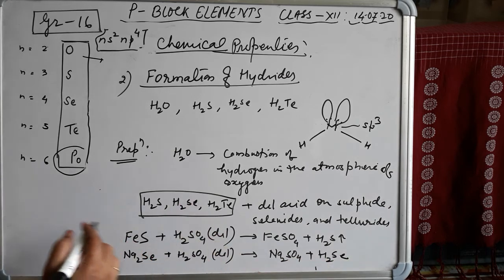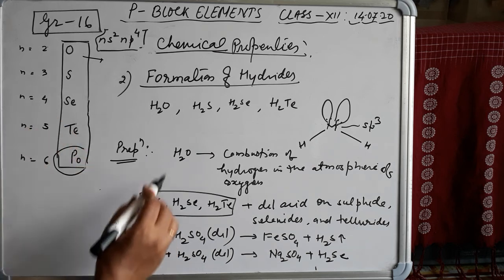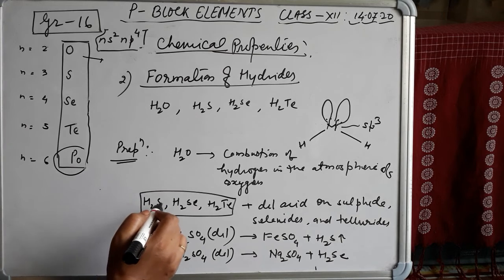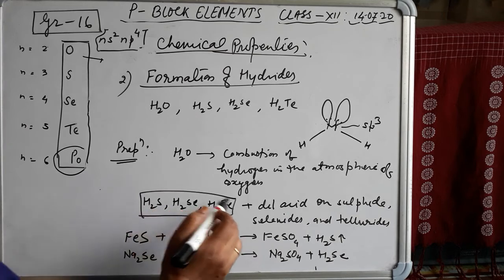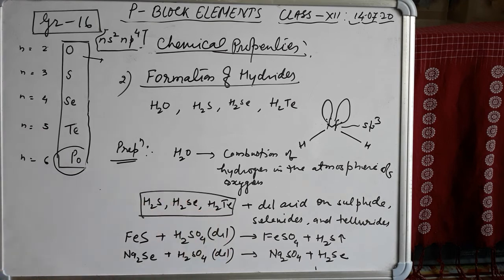In this way we can prepare the hydrides of a particular member, hydrides of sulfur, hydrides of selenium, hydrides of tellurium, from their sulfides, selenides and tellurides. When treated with dilute acid, their hydrides are formed. What is the characteristic or structure of these hydrides? Let's see.